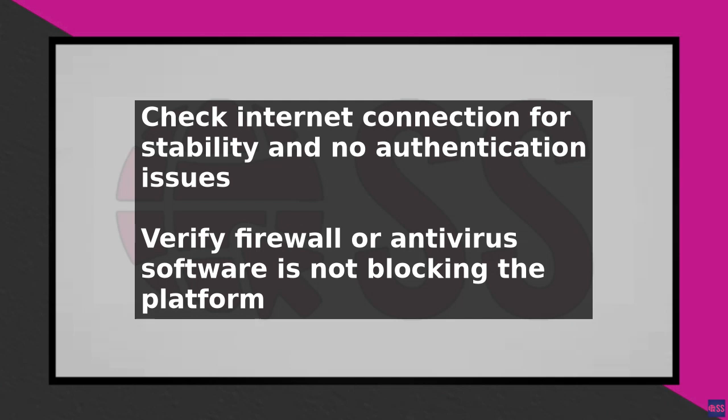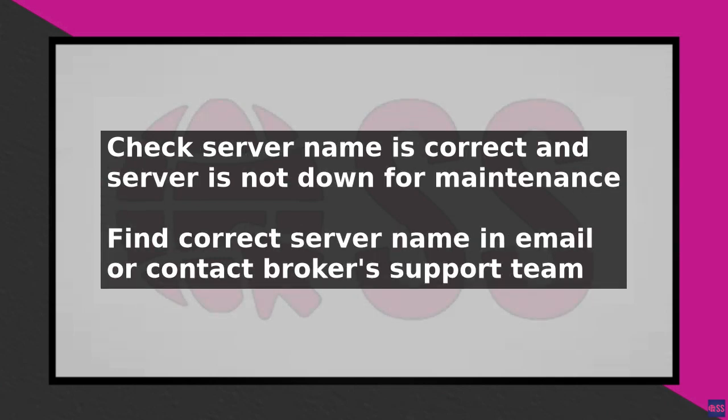maintenance. You can find the correct server name in the email you received when you opened the account, or by contacting your broker's support team. If the server is down, you can try connecting to a different server or wait until the maintenance is complete. Additionally, make sure your MetaTrader 5 platform is up to date, as outdated versions may cause compatibility issues. You can check for updates by going to the platform's official website or by contacting your broker.